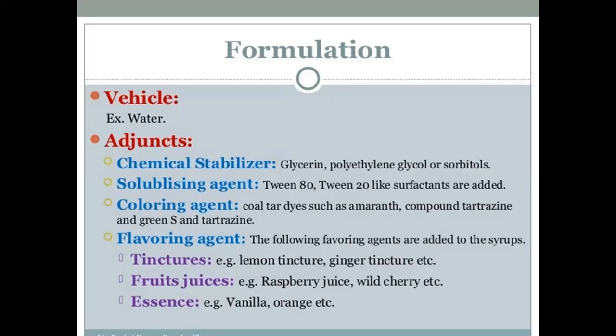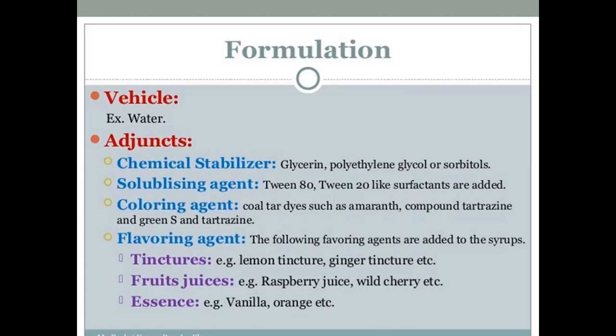Chemical stabilizers are added in the syrup to prevent the crystallization of sucrose. Is there sucrose in syrup? Yes, ma'am. So chemical stabilizers are added to prevent the crystallization of sucrose.